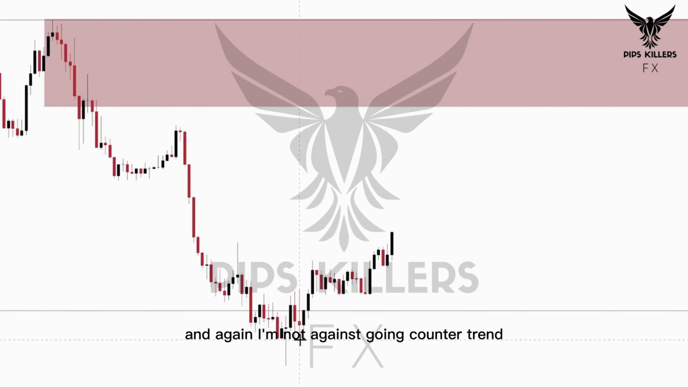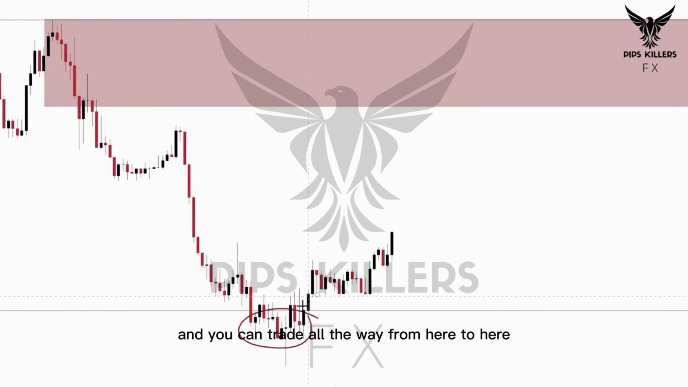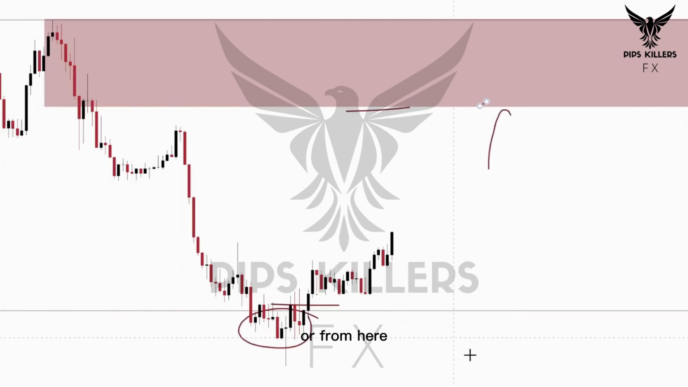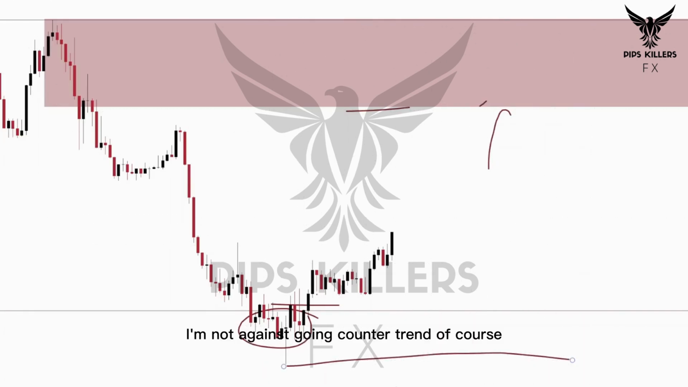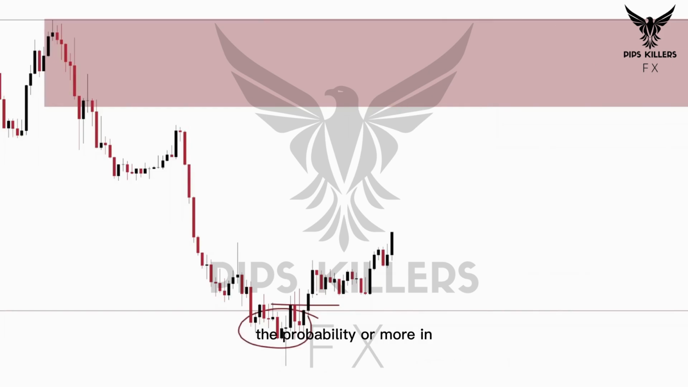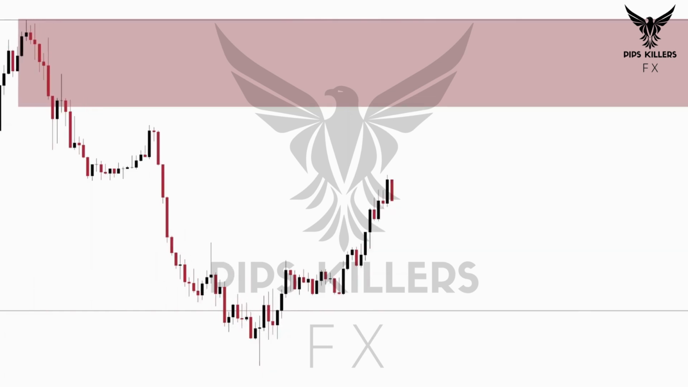And again, I'm not against going counter trend, because a bullish schematic did present itself here, and you can trade all the way from here to here, or from here to back down here. Either way, I'm not against going counter trend. Of course, the probabilities are more in your favor when it is in line with the trend, but nevertheless, a bullish trade here would still be a good trade. So let's look for a schematic.